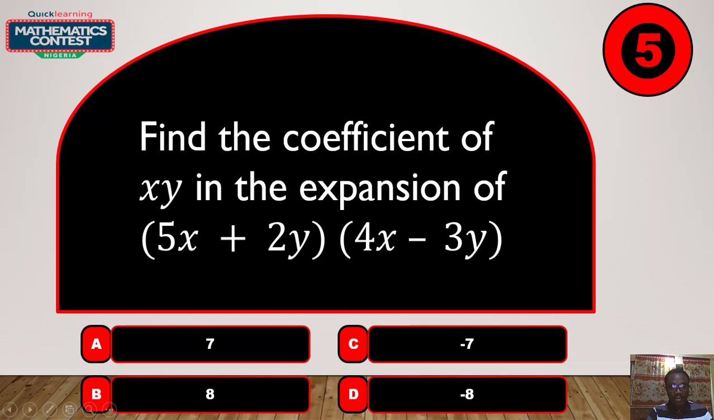So 5x times minus 3y will give me minus 15xy. I'll keep it. 2y multiplied by 4x, I'll have 8xy. So minus 15xy plus 8xy. If I simplify that, I'll have minus 7xy. So the coefficient of xy is minus 7, and the answer is C. So do you understand how to solve this in 5 seconds? Just work with what you need. 5x and 3y, minus 15xy; 2y and 4x, 8xy. So you simplify them, you have that answer.